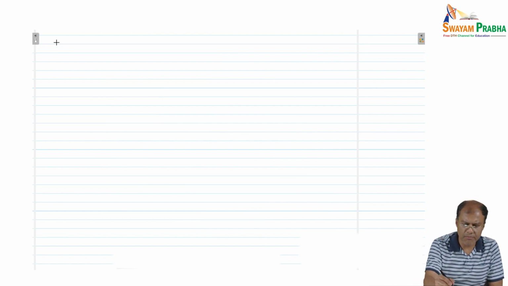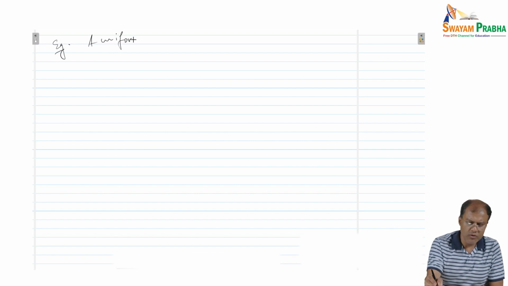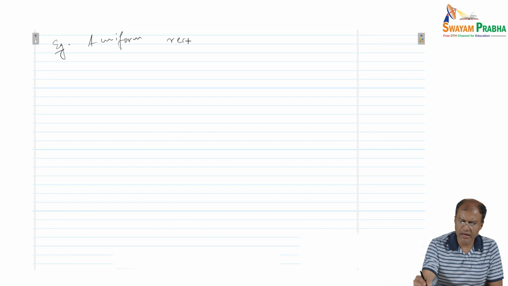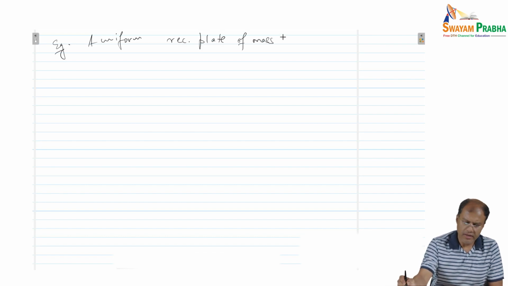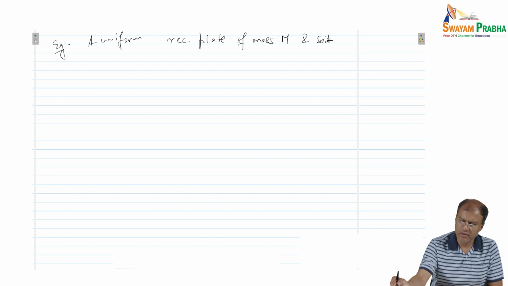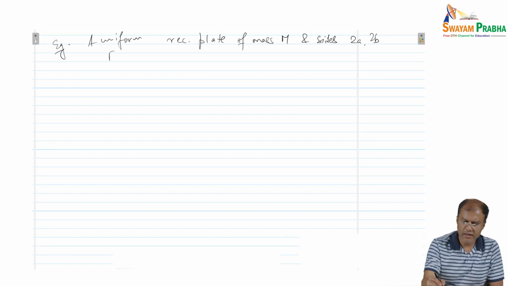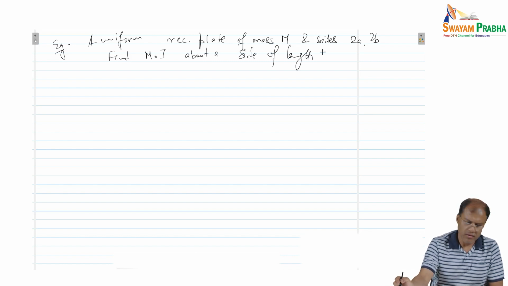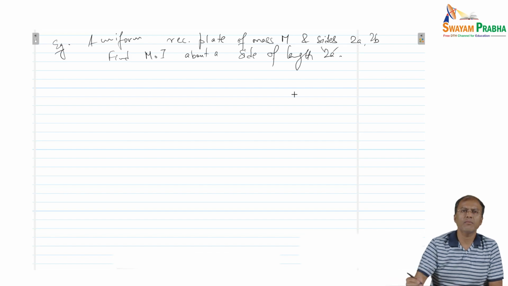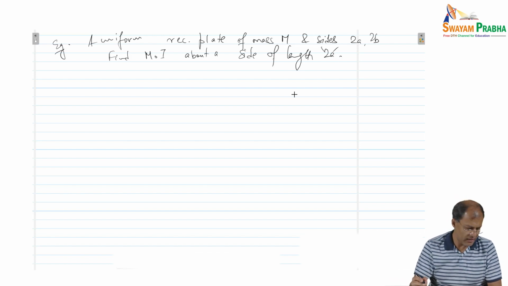Okay, so then let's look at a quick example with an application of this. A uniform rectangular plate of mass m and sides 2a and 2b. The problem says find the moment of inertia about a side of length 2a.